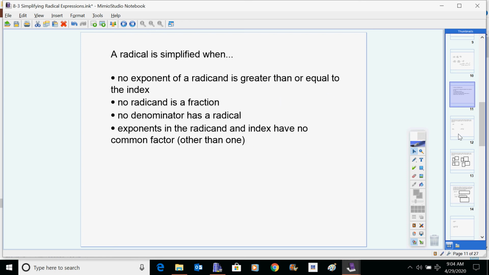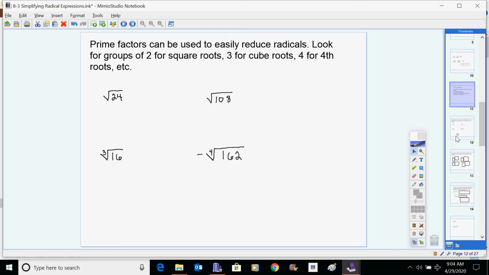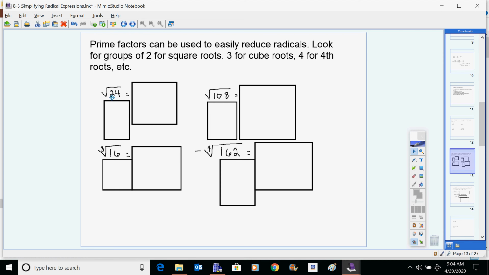So let's take a look at some things and work on some simplifying techniques. For those of you who've had me before, you know that I love doing these by factor trees. Because when you factor, if you're looking for a square root, you're looking for groups of 2 common factors. If you have a cube root, you're looking for groups of 3 common factors. And here you're looking for groups of 4.